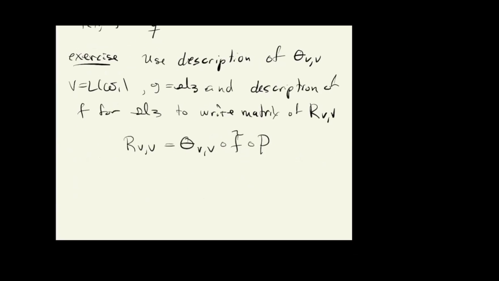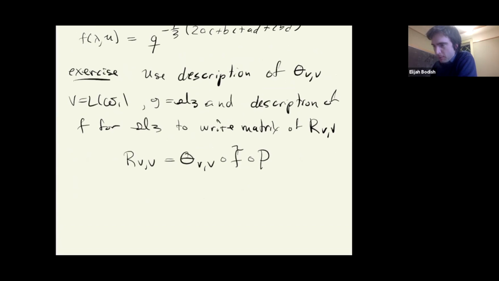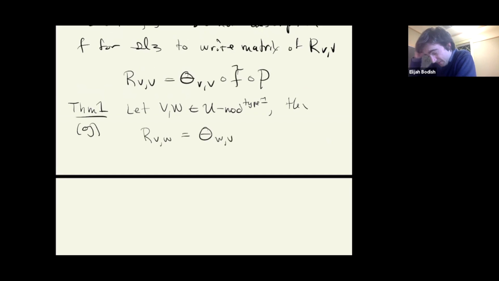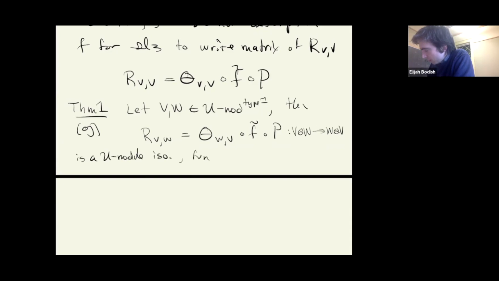Okay, so there's 5 minutes left technically. I'm basically in my notes, I'm about to state this theorem and then maybe we can decide what goes next. So this is theorem 1 for the G case. And that is if I let V and W be in U mod type 1, then RVW, which is theta WV, I defined this above, this is this sum over theta mu's, composed with F tilde, this is Janssen's sort of fix to the Q to the sum over dual basis in the Cartan, precomposed with P, this is a map from V tensor W to W tensor V, and this is a U-module isomorphism functorial in V and W.